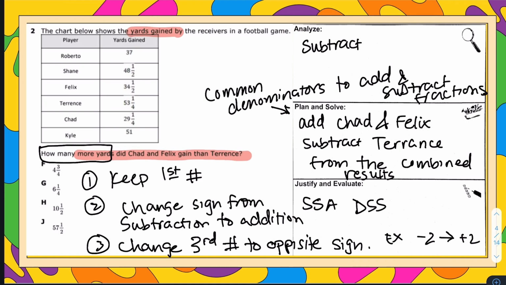Right now I'm using words, but what you would do is, whenever you're analyzing, you can just write what I just did: subtract. Whenever you're planning and solving, that's when you can start adding the fractions or set up an equation that might work for you. And then from there, you can go ahead and justify by solving the equation or the math that you are setting up.